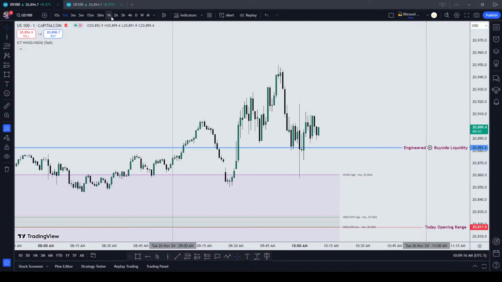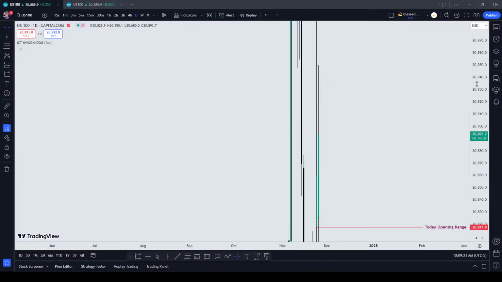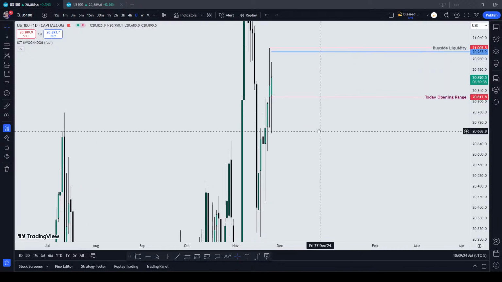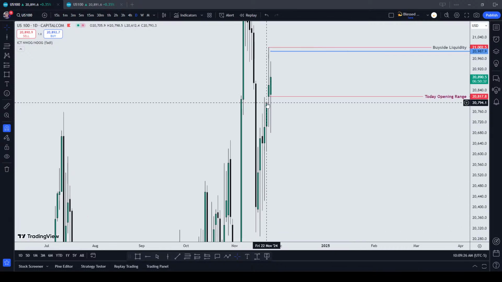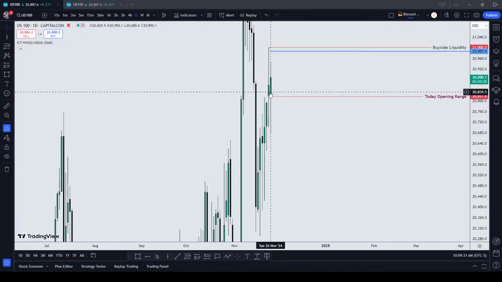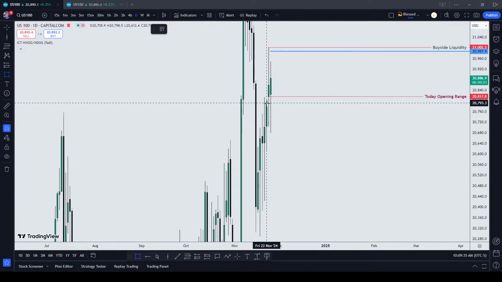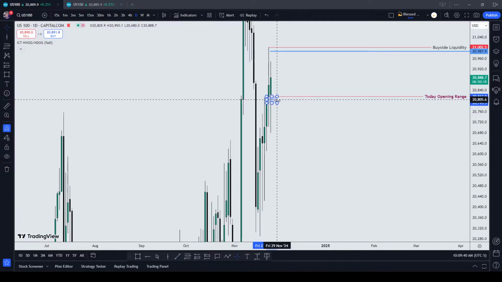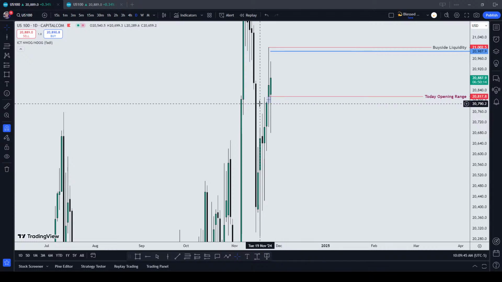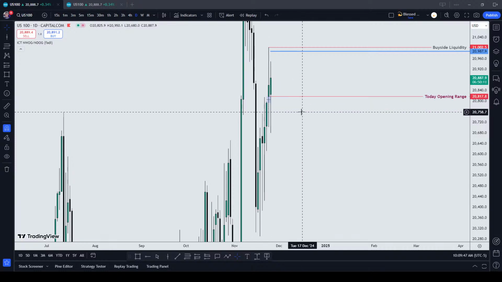So let's just start with a top-down analysis. This right here is the new week opening gap. Price has traded through it. Let's draw that out in time. This gap here is a new week opening gap.